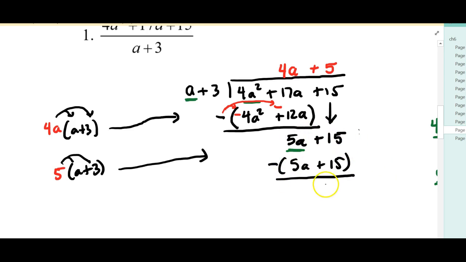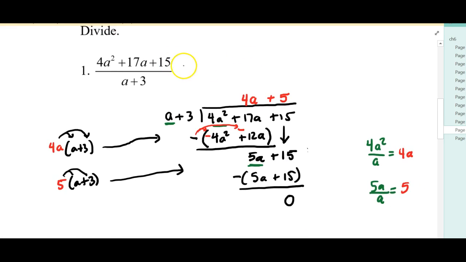And what is that going to end up equaling? 0, because it's 5a plus 15 minus itself, and that's going to be 0. Okay, so what's the answer? 4a plus 5, that's right.